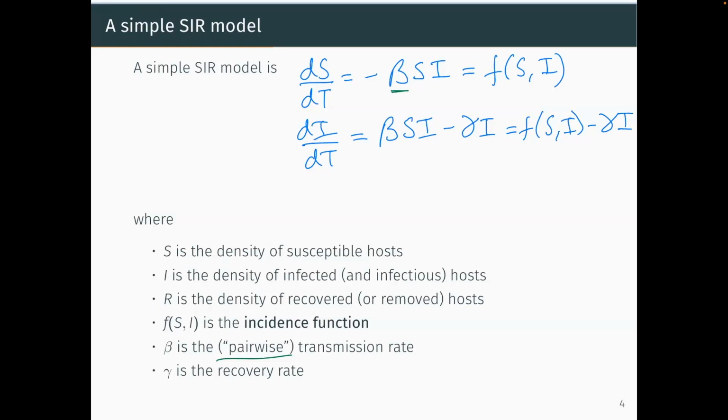Oh, yes. So would we call the top one negative f of S I then? Thank you. Yes, I've missed off the negative sign. And then finally, our recovered class, dR/dt, is just going to equal gamma I.